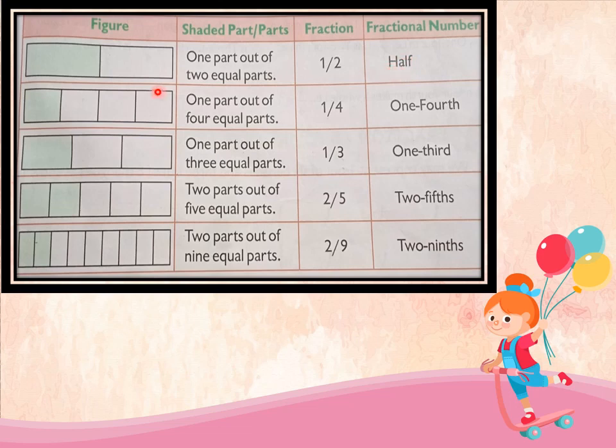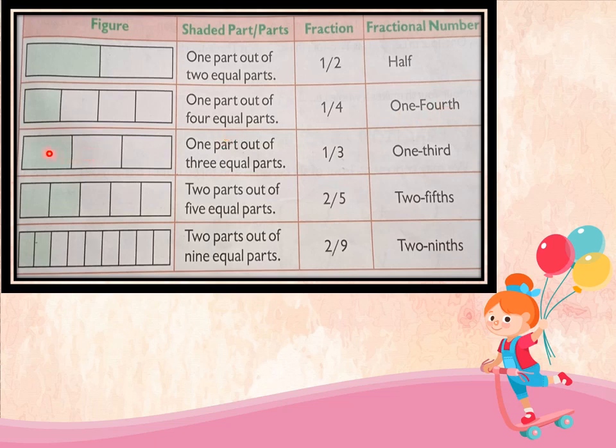Now second, how many equal parts are there? 1, 2, 3, 4. So 4 equal parts. How many parts are shaded? 1. So 1 part out of 4 equal parts. In the fraction, 1 we write in the numerator, and 4 we write in the denominator. So the fractional number is 1/4.